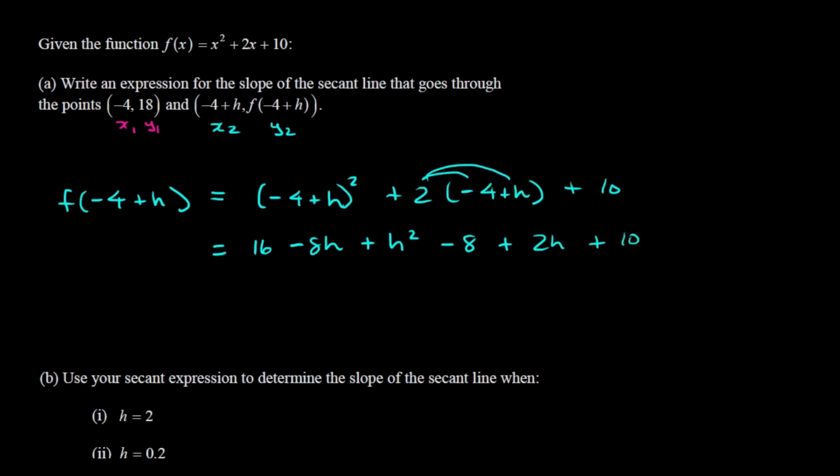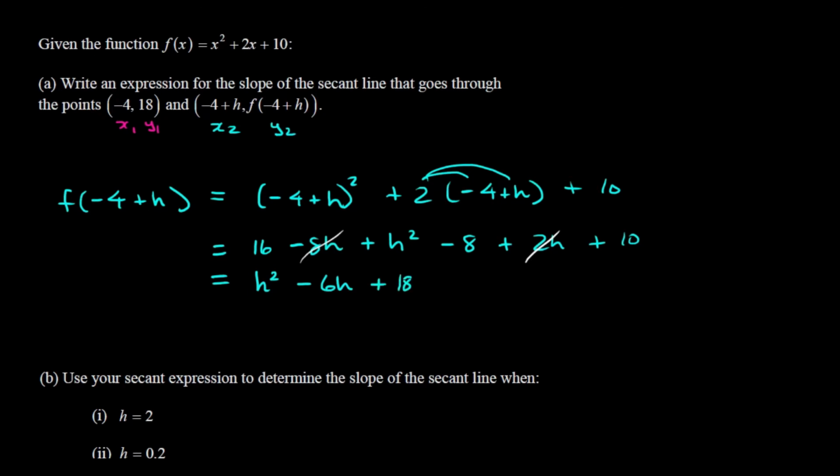So that means our f of minus 4 plus h, which isn't our secant expression yet. We're just getting that second y value, which is the annoying part of this question. We can just do some simplifying here and realize I have like terms there. And I can just maybe sort some things as well. So let's start off with the h squared value. We have minus 8h plus 2h, which is minus 6h. And then in terms of constants, we're getting some deja vu there. We have 16 minus 8, which is 8 plus 10, which is 18.